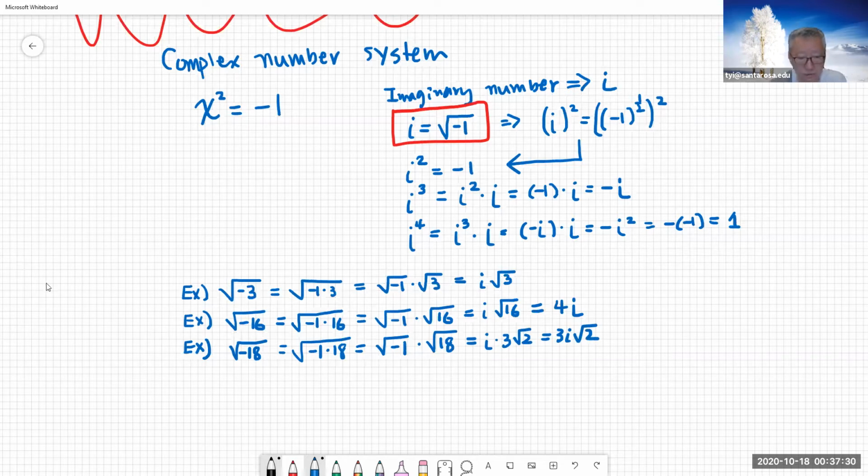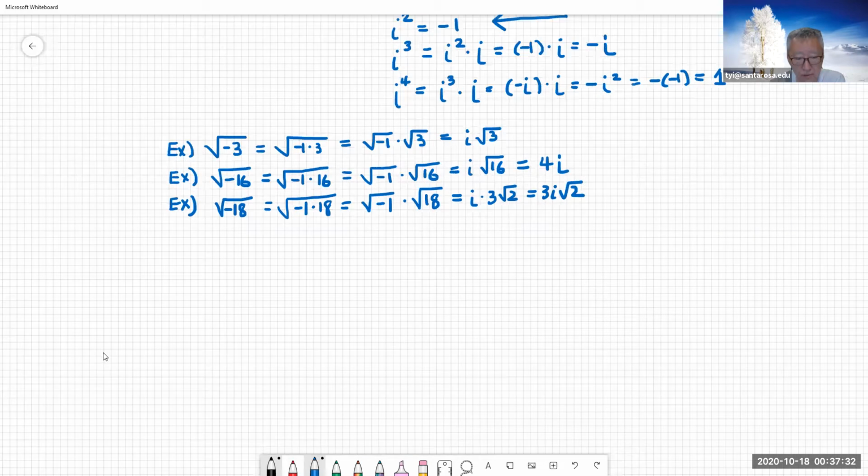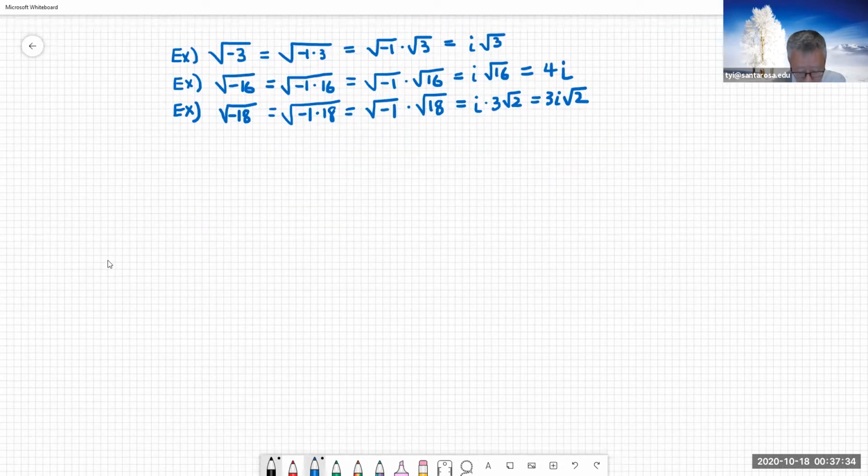We can also do operations on imaginary numbers, okay? Now, before you do anything else, you're going to have to make sure that you convert the negative square root into the positive using the i in this case, okay?